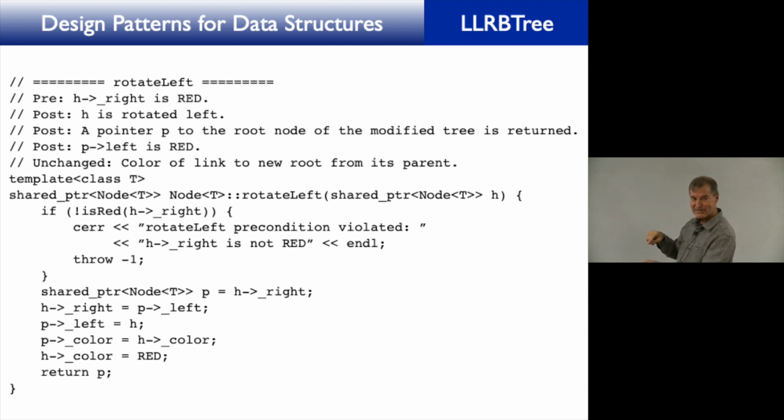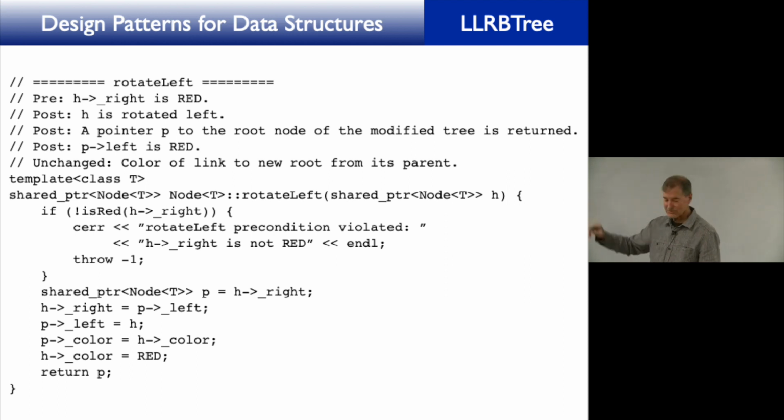Can you visualize? Well, we'll see in a minute. And then P arrow left gets H. Then P arrow color gets H arrow color, so we want to maintain the color of the link that was coming in from the top. You see that's what that does, that maintains that color. And then H arrow color gets red, and then what does it do? Return P.